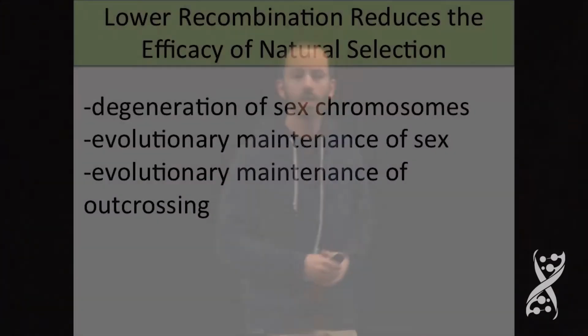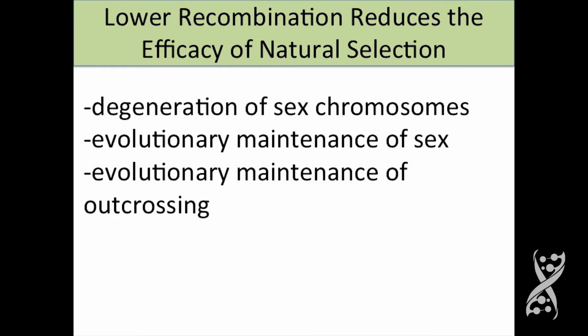Okay? And so this is thought to have wide-ranging implications, for example, for the degeneration of sex chromosomes, for understanding why sex is so popular out there in nature, among other reasons, and also the evolutionary maintenance of outcrossing. So both sexual reproduction and outcrossing may be maintained because selection becomes more efficient with high levels of recombination.